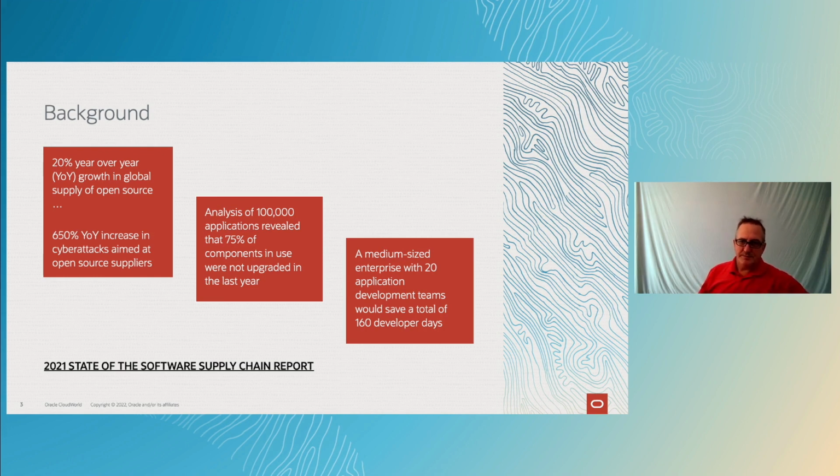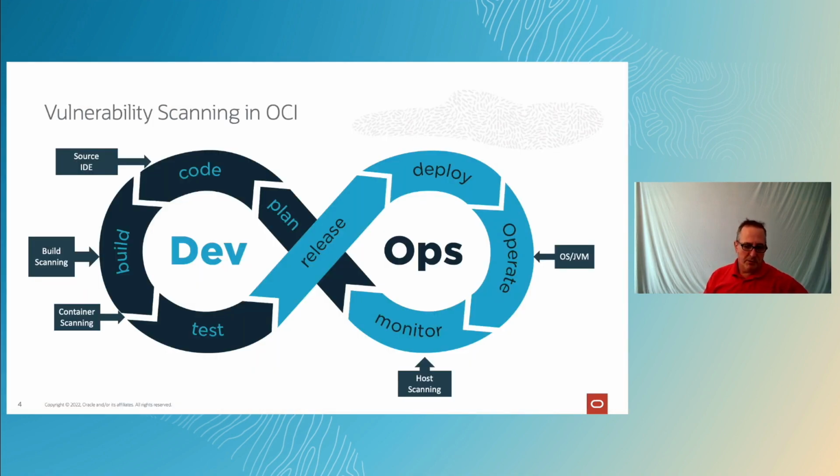So what we have done is, within OCI, we have a number of components that come to bear in this space of helping you protect your software from vulnerabilities. If you look at the full DevOps lifecycle, from planning and developing a new release to deploying and operating it, we start at the source code, where we want to scan and give developers immediate feedback on vulnerabilities as early in their cycle as possible, so they can pick the right versions to use.